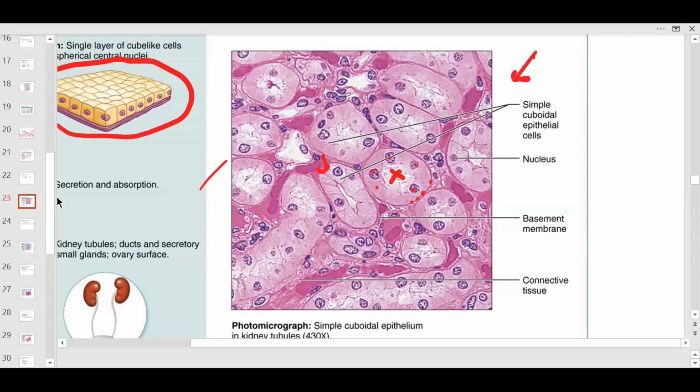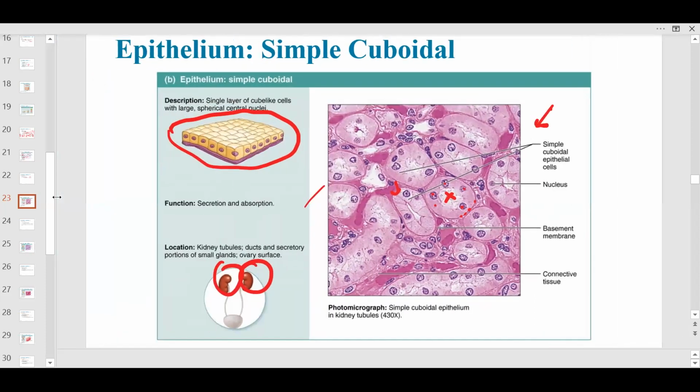What type of cell is that? And you're going to say, that's a simple cuboidal. What's the function? Secretion or absorption. Where do you find it? In the kidneys. That's all you have to say, even though this is kidney tubules. So keep it as simple. Make your little flashcards. It's a tough class. I understand.